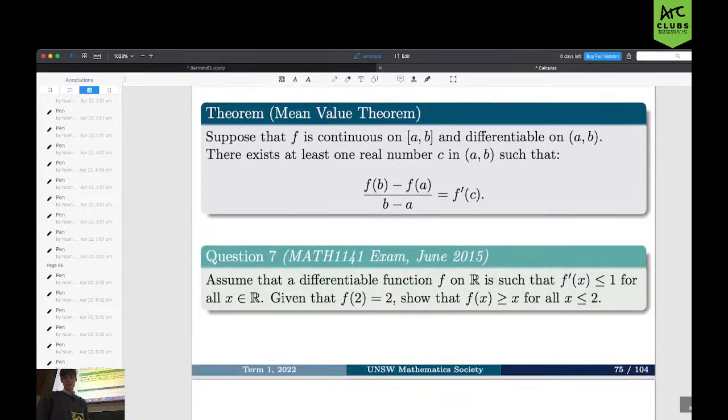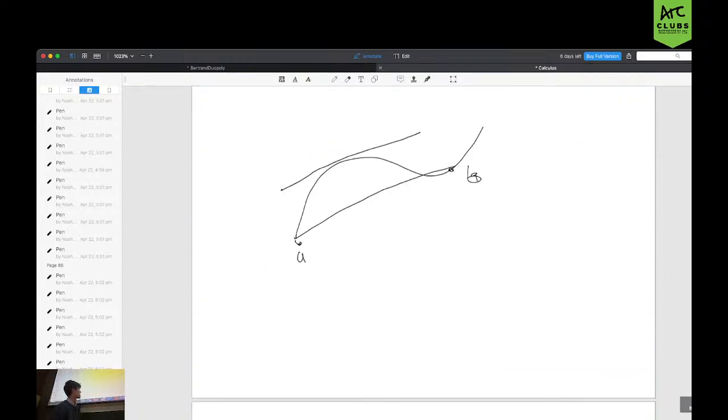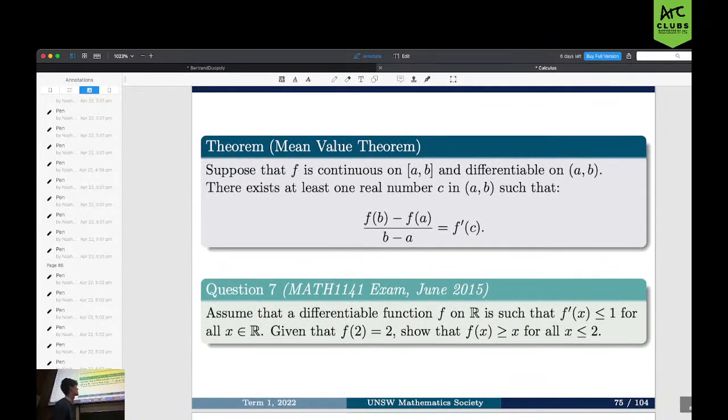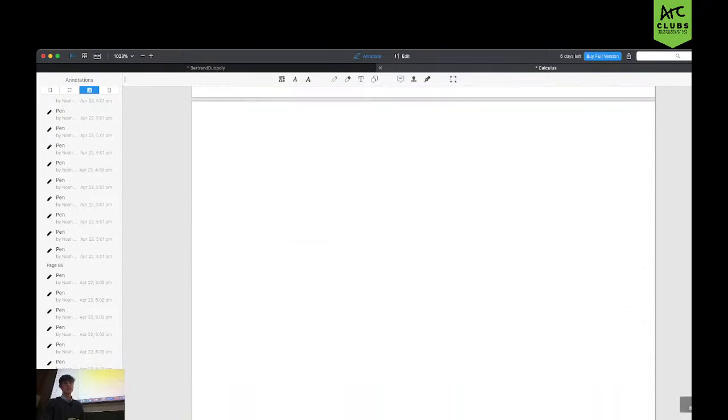So now the question is asking us to prove that the function is always larger than or equal to x for all x less than or equal to 2. So it makes sense for our interval of values to choose, right? Because remember, to use the mean value theorem, we need to consider a certain interval. It makes sense that the interval we would like to consider is just going to be x, starting from x and going up to 2, right? Because we know x is always less than or equal to 2.